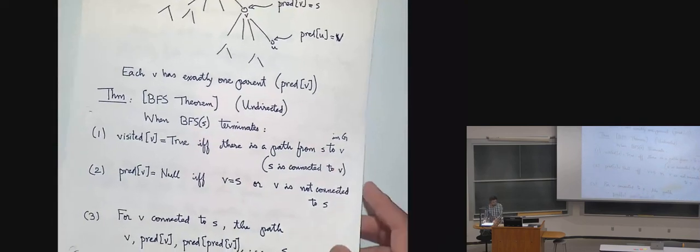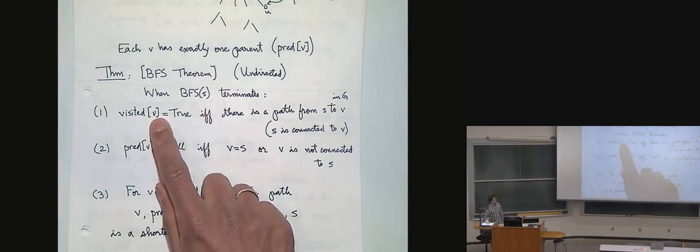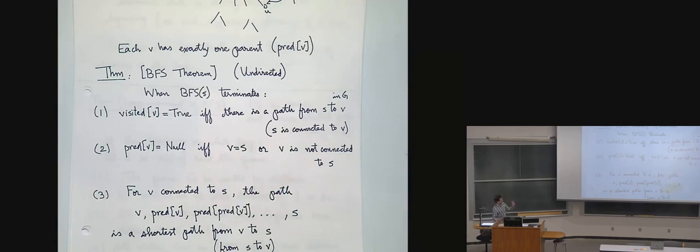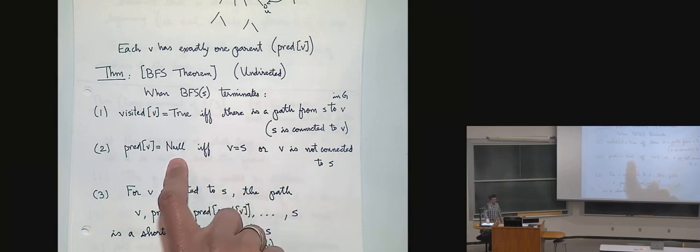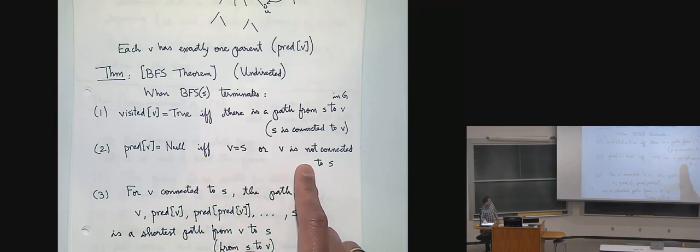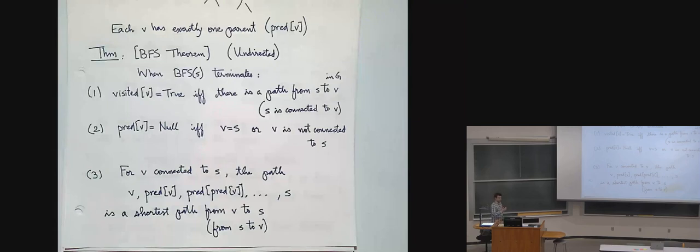Prove this BFS theorem. If you recall, what the BFS theorem said was that when BFS terminates, then visited of V is true if and only if there is a path from S to V in G, that is, if S is connected to V. Then there was a statement on the predecessor. The predecessor is null if and only if V is equal to S or V is not connected to S. And then the third most important statement is that for V connected to S, if you keep following the predecessors, you end up with the shortest path. So these were the three statements that are part of the BFS theorem.